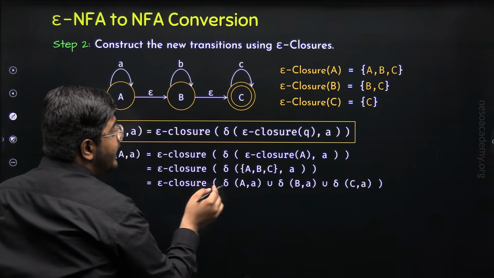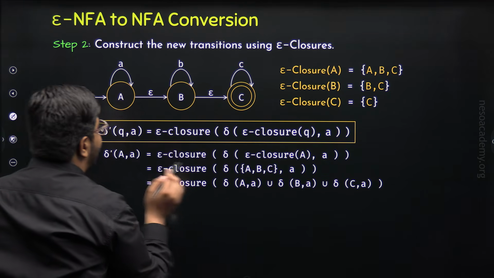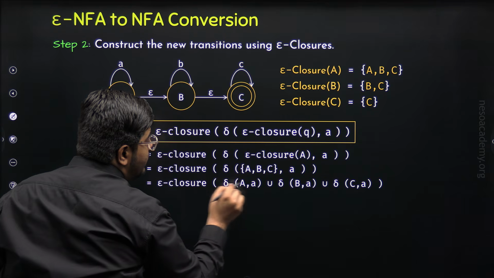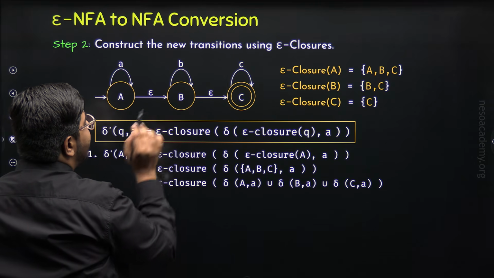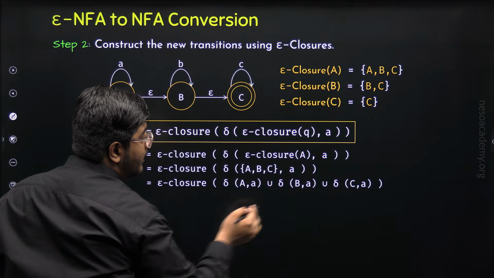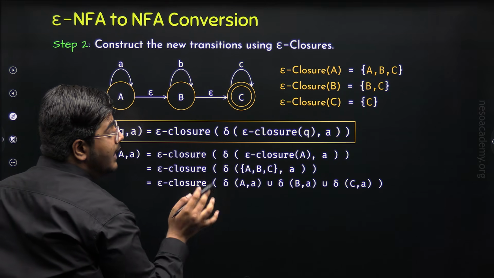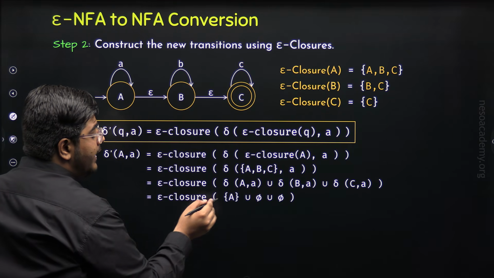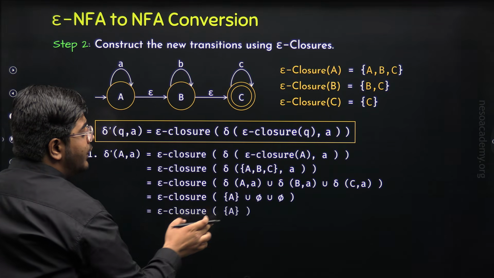And now we can simply calculate all these transitions using this diagram. Delta A comma A. So A on getting input symbol A, the next state is also A. So this will be replaced by A. Now B on A. As you can see, B does not have any transition for input symbol A. So this will be replaced by phi. Delta C comma A. C also does not have any transition for input symbol A. That is why this will also be replaced by phi. So finally we will get A union phi union phi. And on taking the union, we will get only A.